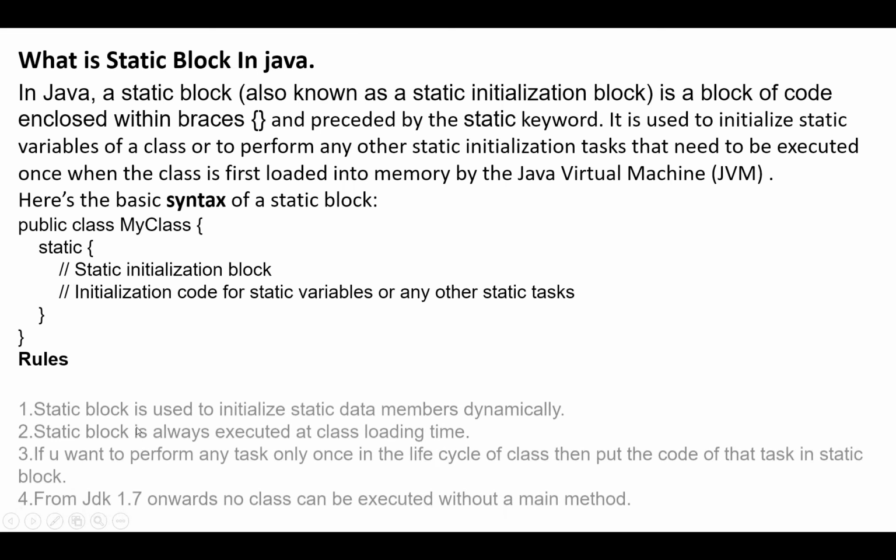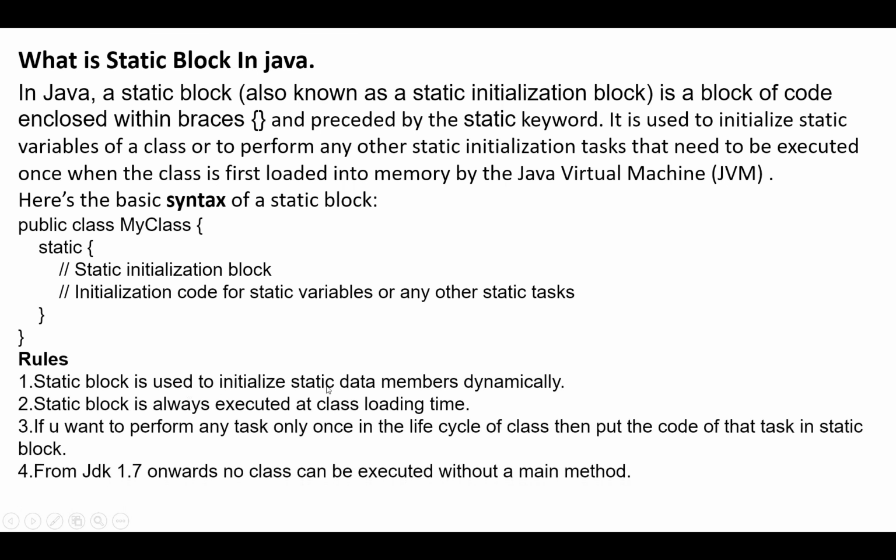Rules of the static block. A static block is used to initialize static data members dynamically. A static block is always executed at class loading time. If you want to perform any task once in the life cycle of a class, then put the code of that task in a static block. From JDK 1.7 onward, no class can be executed without a main method.